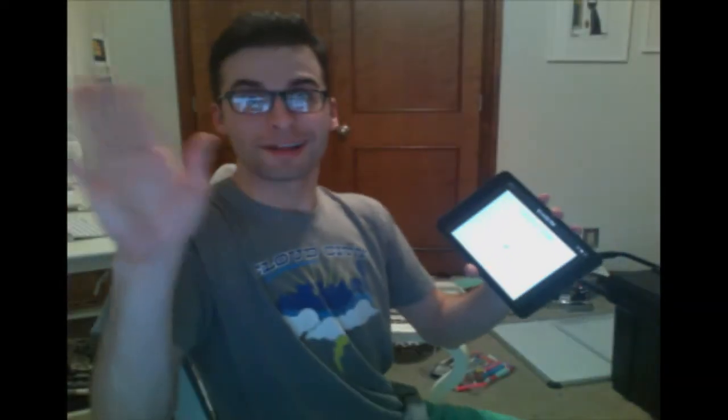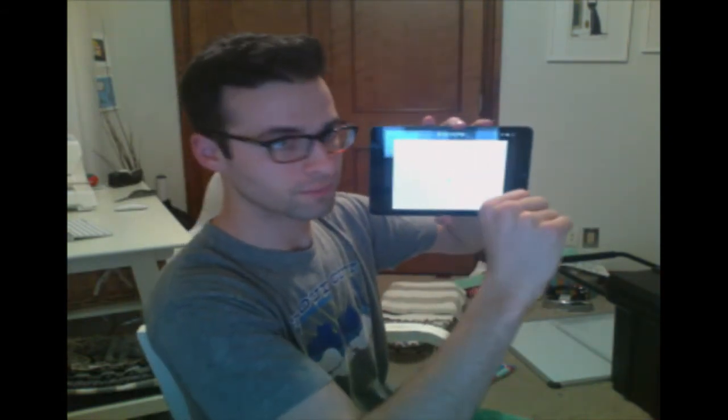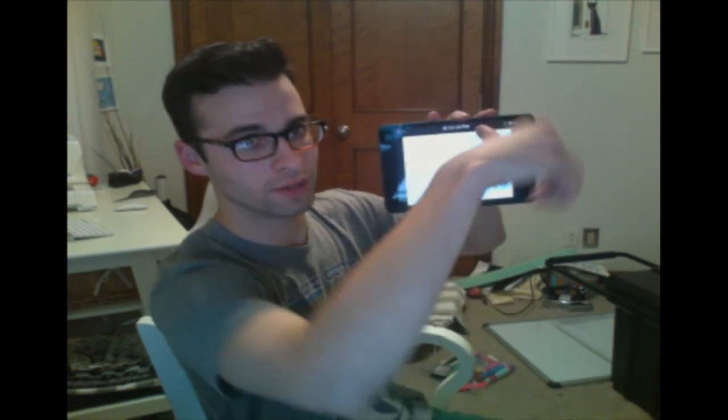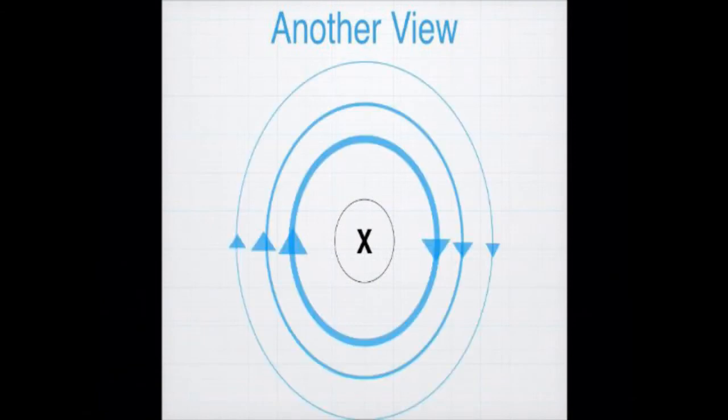Here we go. So here's my current going into the page. So this X represents current going in. Okay. So current is going into your screen. So you're going to grab the wire with your thumb pointed into your screen. Your fingers curl around like this, clockwise, all the way around. Therefore, your magnetic field is clockwise around that.